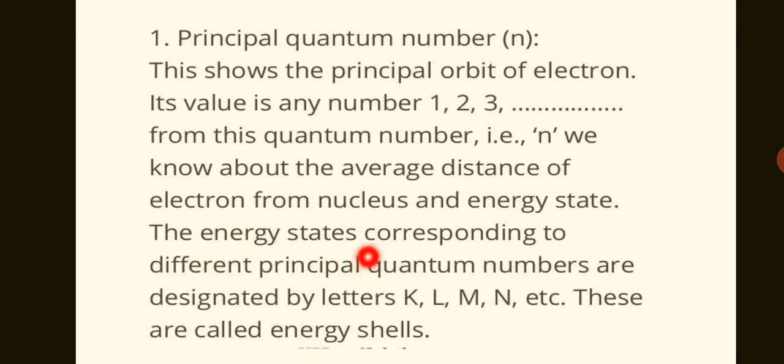The energy states corresponding to the different principal quantum numbers are designated by the letters K, L, M, N. These are also called shells, or energy shells. So K is the energy shell, L is the energy shell, M is the energy shell, and N is the energy shell, and so on. So for the K shell, n is equal to 1. For the L shell, n is equal to 2, and so on.